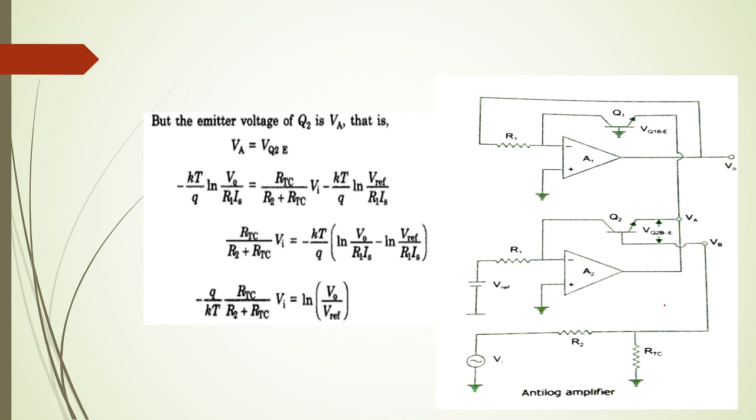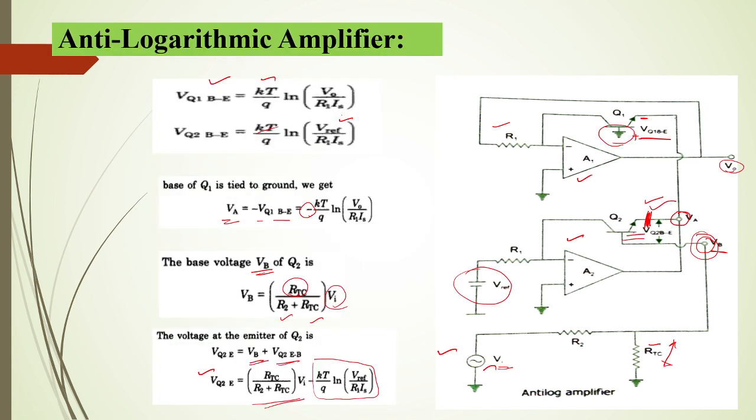what we can write is, here we are having VA. So VA is equal to the voltage at this emitter. Previously we found a value for the voltage at the emitter point in the Q2 transistor. So this is equal to VA. In the previous slides we found what VA is, right? So VA is equal to minus KT by Q ln of V0 divided by R1 into IS. Similarly, VE is equal to RTC divided by R2 plus RTC into VI minus KT by Q ln of V reference divided by R1 into IS.